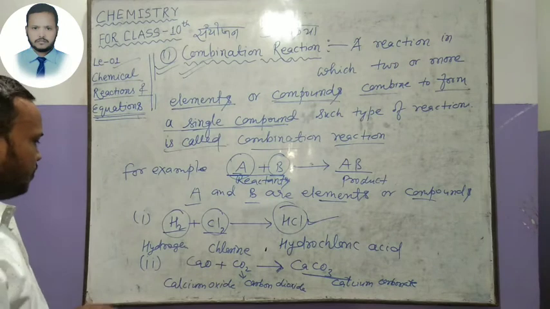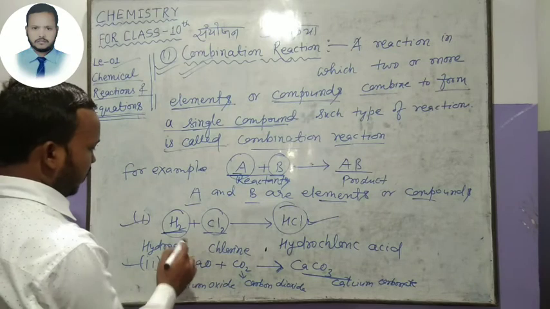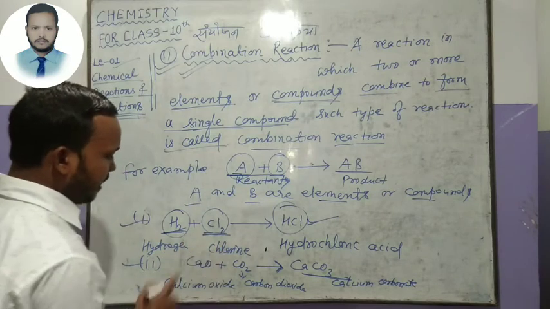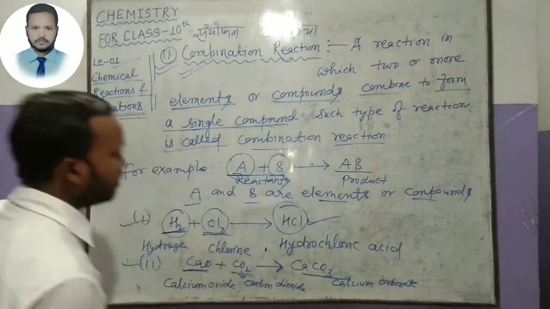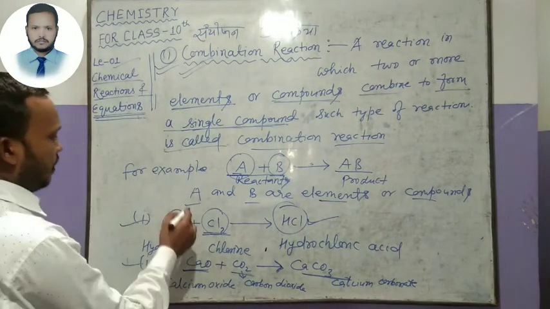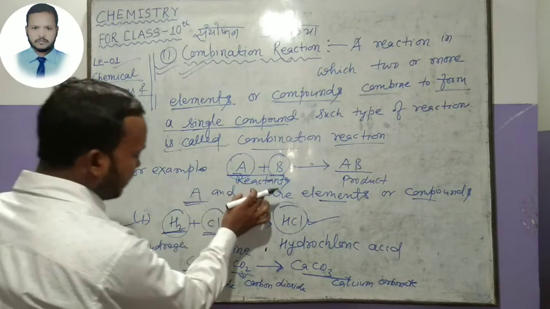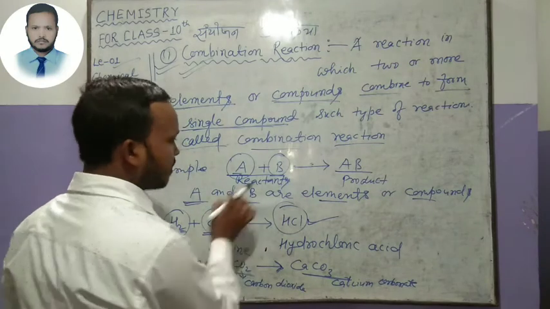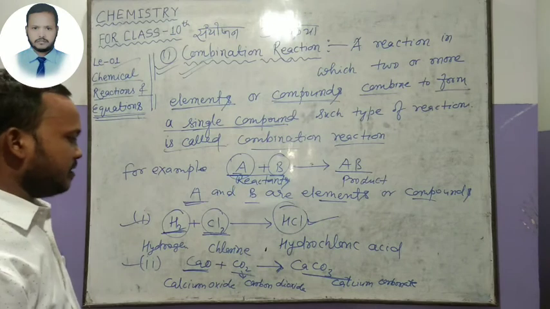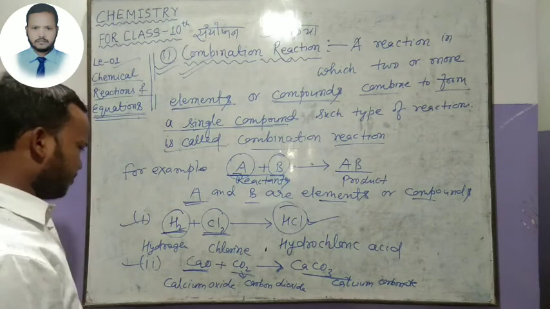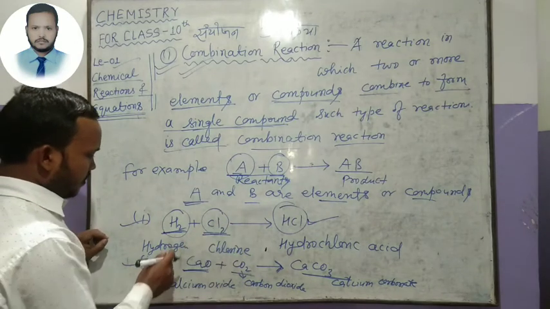Here I am looking at two examples, but the first example has only elements, and the second example has compounds and compounds. That means A may be elements or compounds, and B may be elements or compounds. Clear students? But if we want to balance, then how can we balance chemical reactions?